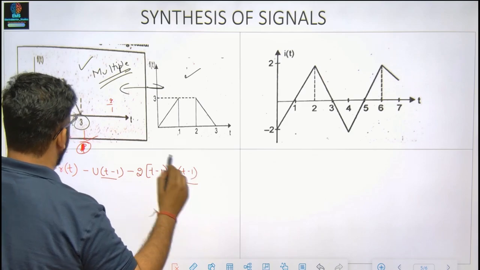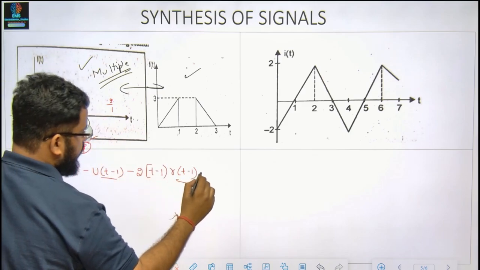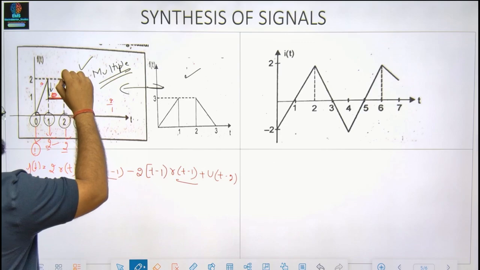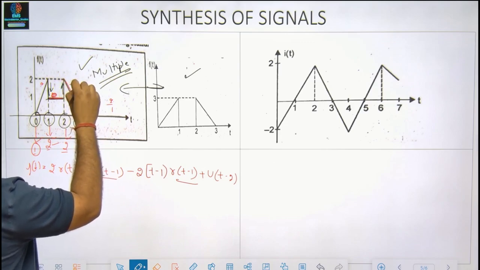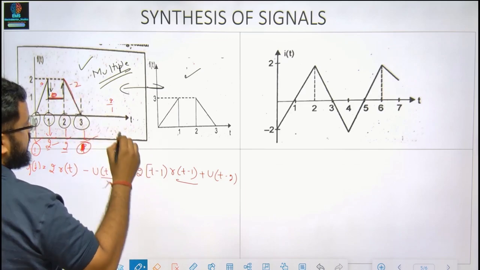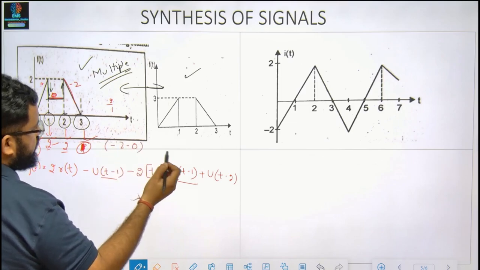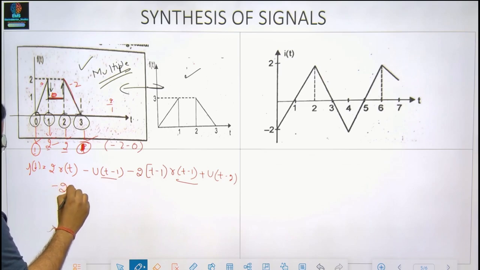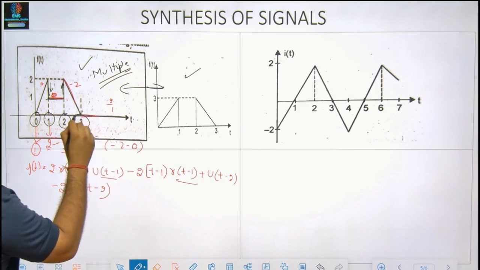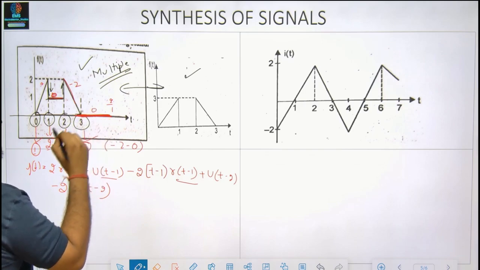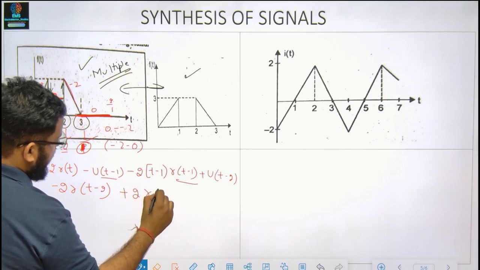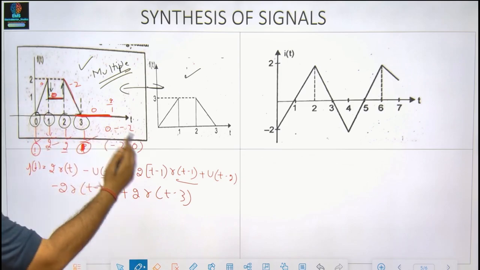Now moving ahead. At 2, it is rising by 1, so u(t minus 2), and there's a change of slope. The final slope is going down by minus 2 and it was 0. So final slope minus initial slope, 0 minus 2, would be minus 2 r(t minus 2). At 3, the slope is getting 0. The final slope was 0, and 0 minus minus 2 would be plus 2, so plus 2 r(t minus 3). So I've got all the equations.